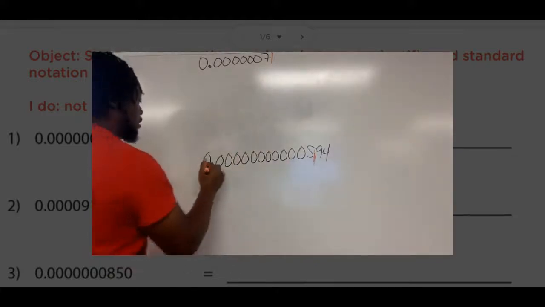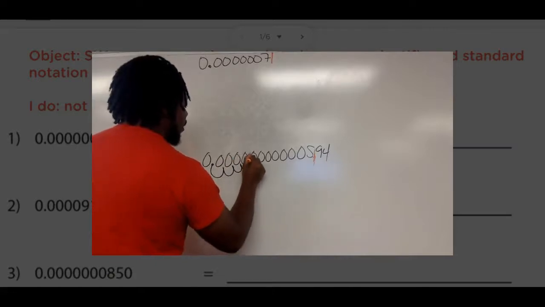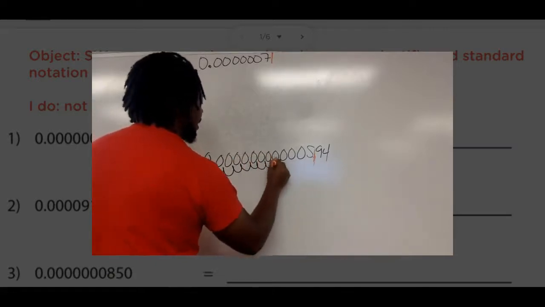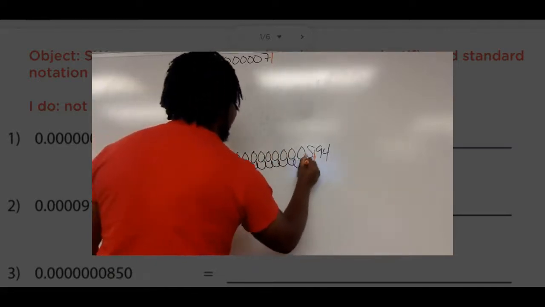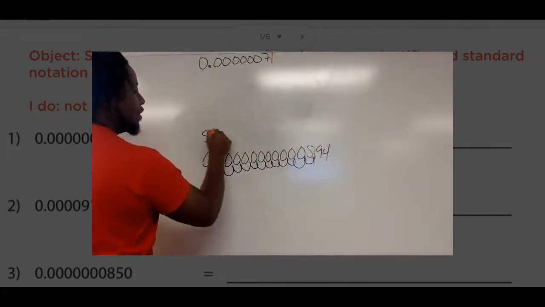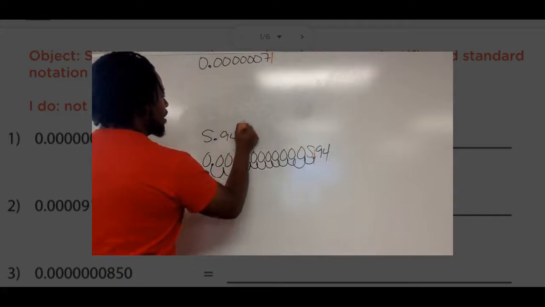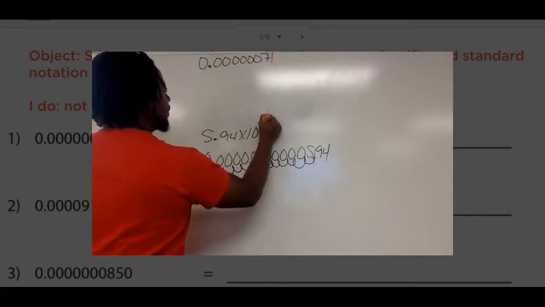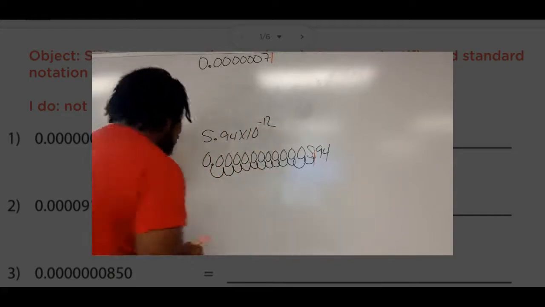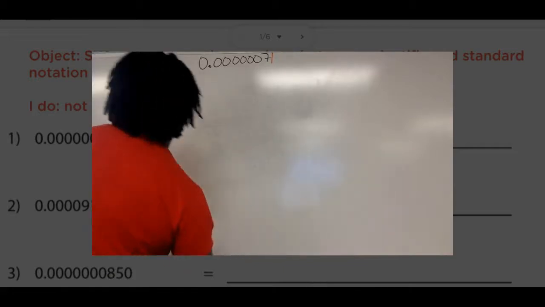Next one. Same principle. 1, 2, 3, 4, 5, 6, 7, 8, 9, 10, 11, 12. So that's going to become 5.94 times 10 to the negative 12th power. Y'all, this is real easy stuff, man. Real easy stuff.